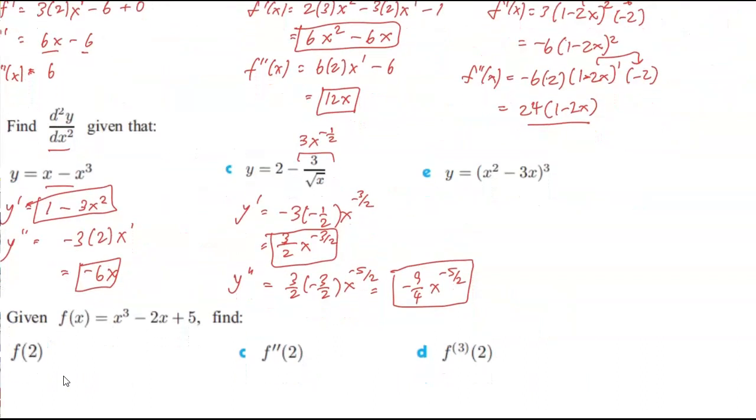Y equals x squared minus 3x quantity cubed. So the outside function is cubed. The inside function is x squared minus 3x, and we're going to use chain rule. The first derivative is: bring down the 3, leave the inside the same, lower the exponent by 1, then chain rule, 2x minus 3. And we're done.